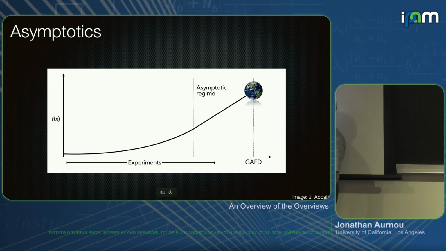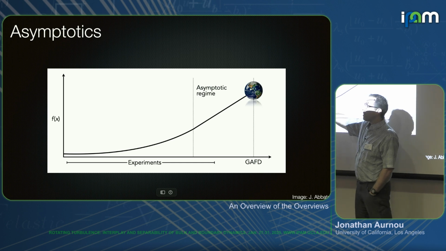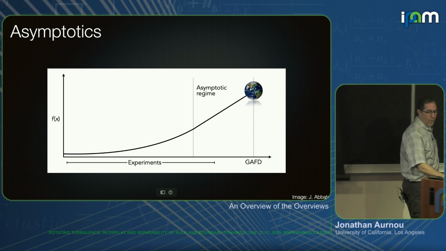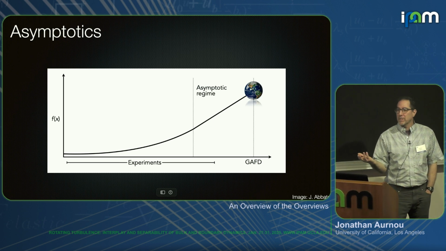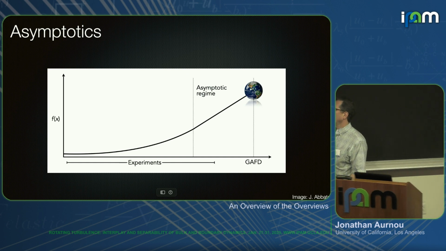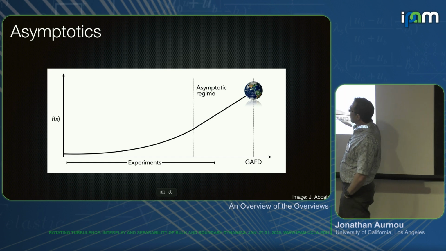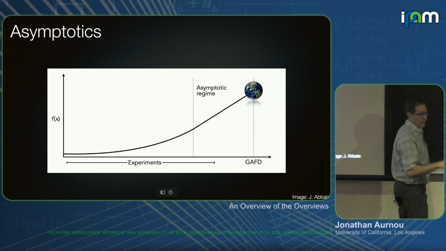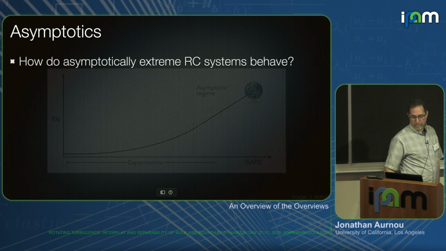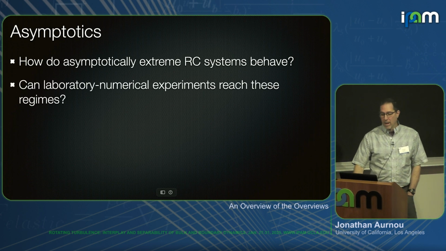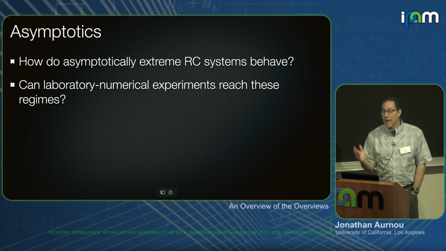Oftentimes theory is living out here, DNS and lab living typically here. So how do we bridge that gap? What approximations do we have to make? How do we reduce the system in order to, one, make accurate predictions out here, and then how to make accurate models that are living in this world? And how do we know when we're making good predictions? Right, how do these systems behave? How do we reach them? And can we reach them?